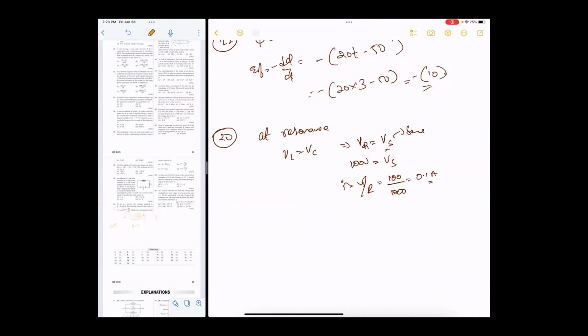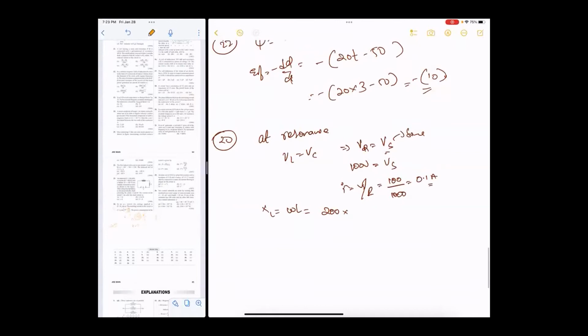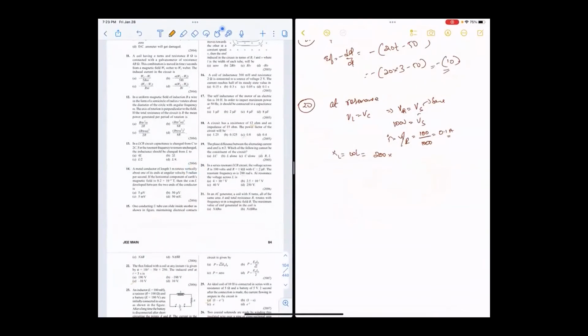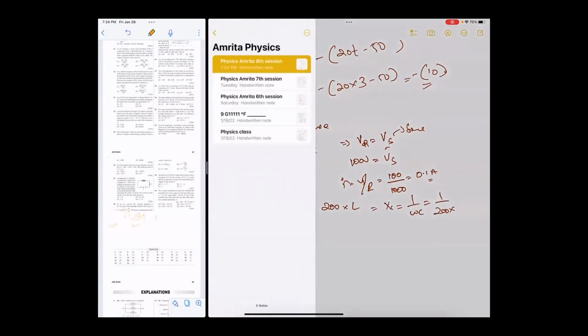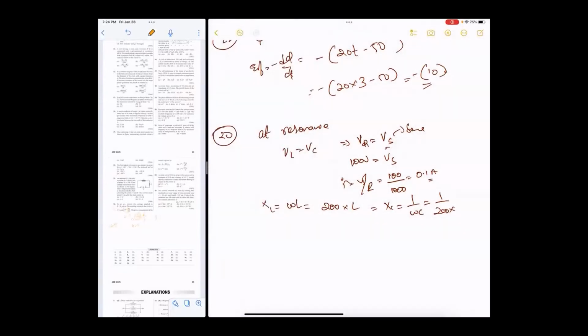Now what about XL, which is omega L. Omega is how much? He gave omega is 200. And L is how much he gave? Oh, he didn't give L, so you have to find out. So L is equal to XC, right, which is 1 by omega C. So 1 by 200 into C. C is how much he gave? C is 2 microfarad. So I don't think he's asking the voltage.